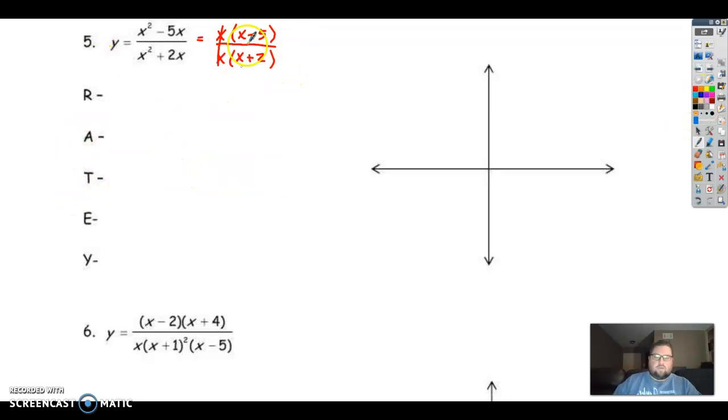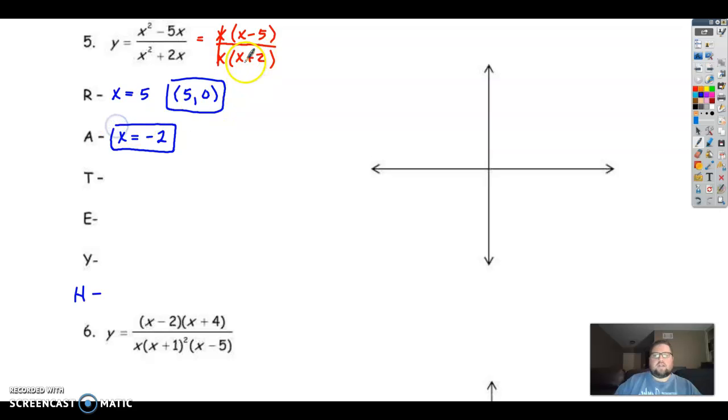All right, so we still have a rational function, so we're still going to do Ratey. We also crossed something out, so we're going to have a hole in our graph at that location. All right, so for our root, we have x equals 5, so 5 comma 0. That's what makes the numerator 0. For our asymptote, x equals negative 2. That's what makes the denominator 0. Togetherness, no.